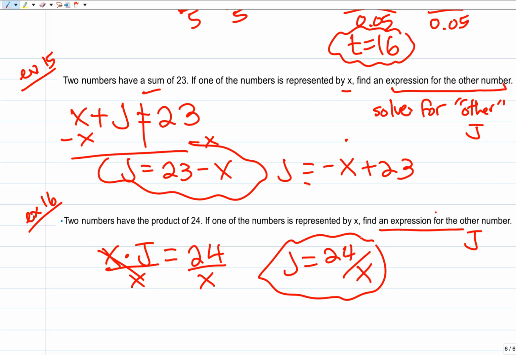See, now what could I do? What if the first number is 3? Could I divide and say the second number is 8? Right? What if the first number is 4? Could I divide and find that the second number is 6? This is a quick expression. What else does this do for me? What if the first number was 0.5? You could do 24 divided by 0.5 is 48. It would still give us answers, even when it's hard.